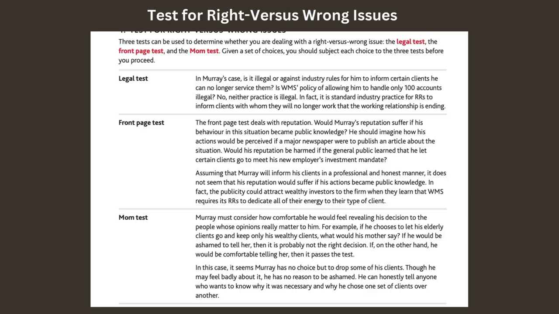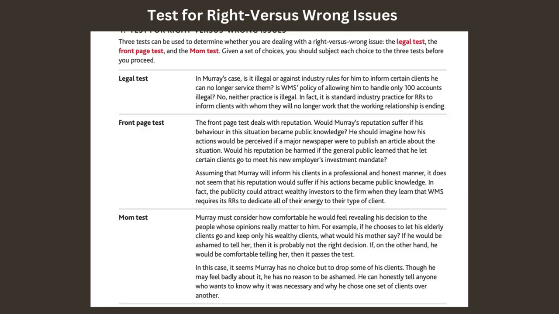The front page test. The front page test deals with reputation. Would Murray's reputation suffer if his behavior in the situation became public knowledge? He should imagine how his actions would be perceived if a major newspaper were to publish an article about the situation. Would his reputation be harmed if the general public learned that he let certain clients go to meet his new employer's investment mandate?